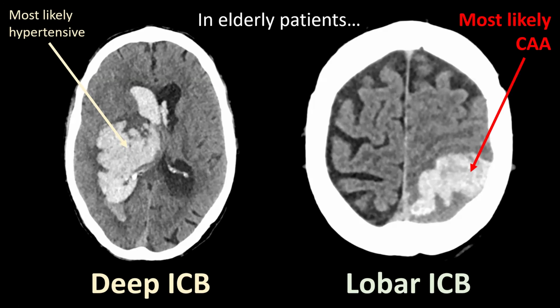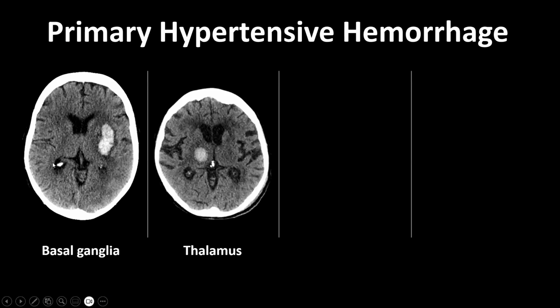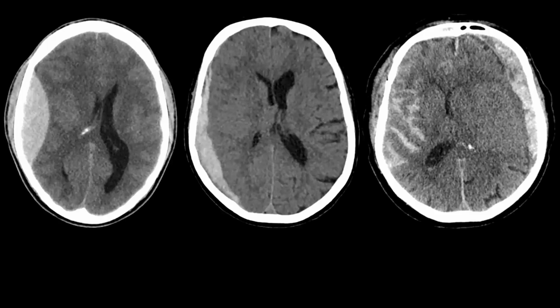which is a disease causing weakening of especially leptomeningeal and cortical arteries due to the deposition of a certain protein, amyloid protein, in the vessel wall. Primary hypertensive hemorrhages are, as said, mostly found in deep brain structures, and predilection sites are the basal ganglia, the thalamus, the brainstem, and also the cerebellum. If you see a spontaneous intracerebral hemorrhage in an elderly patient, chances are the patient has chronic hypertension, and this is a primary hypertensive hemorrhage.